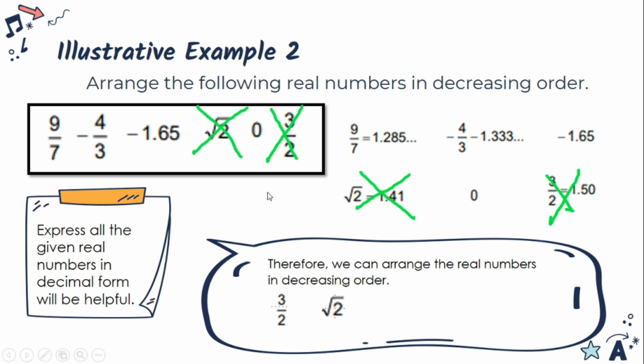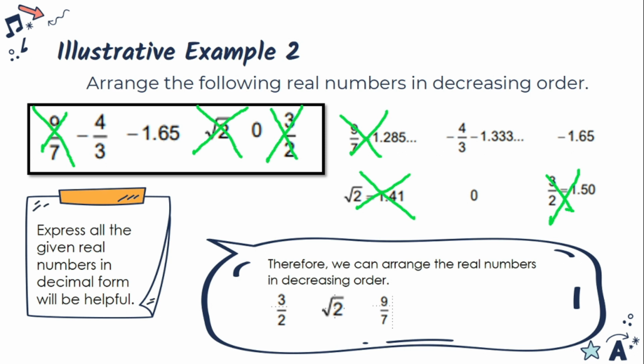Next is, after the square root of 2, dito sa natitirang dalawa, we have 1.285 at 0. So, anong mas malaki sa kanya? Yung 1.285. So, we have 9 over 7. Next is, we just have here negative numbers and 0. So, mapapansin natin, ano bang mas malaki? 0 or yung negative numbers? 'Di ba? Yung 0. Okay?